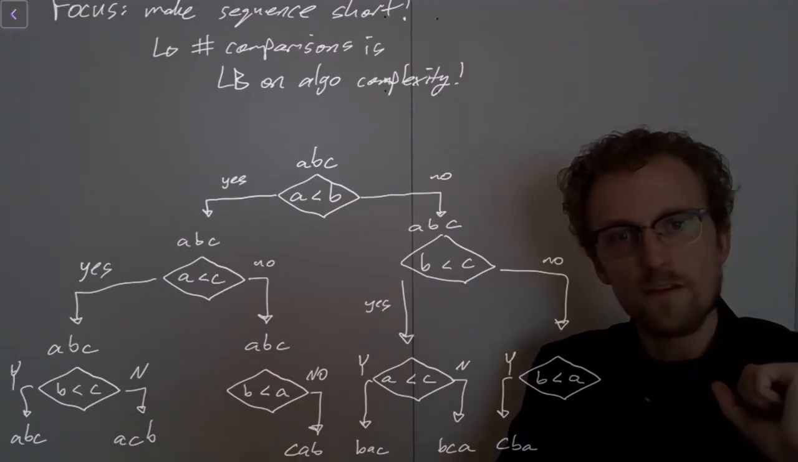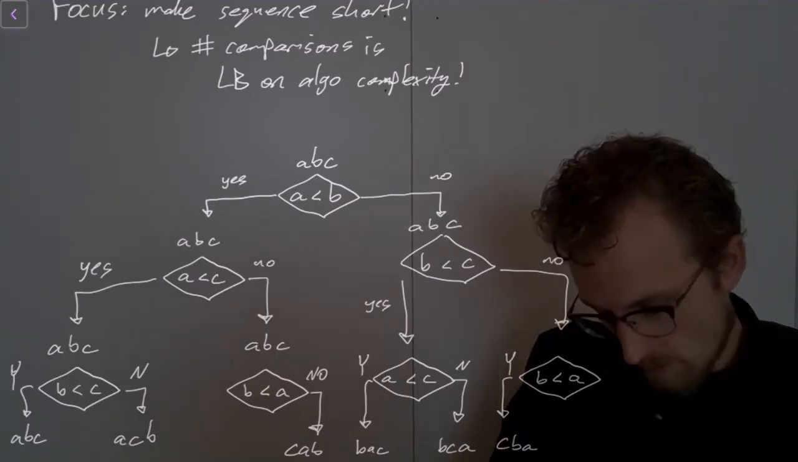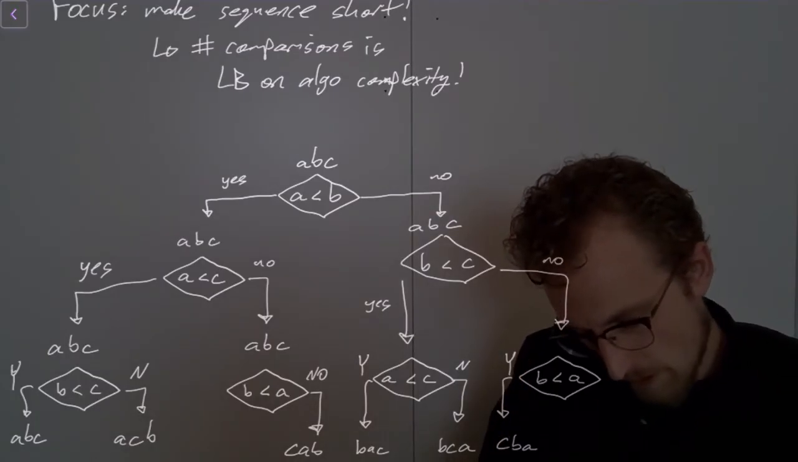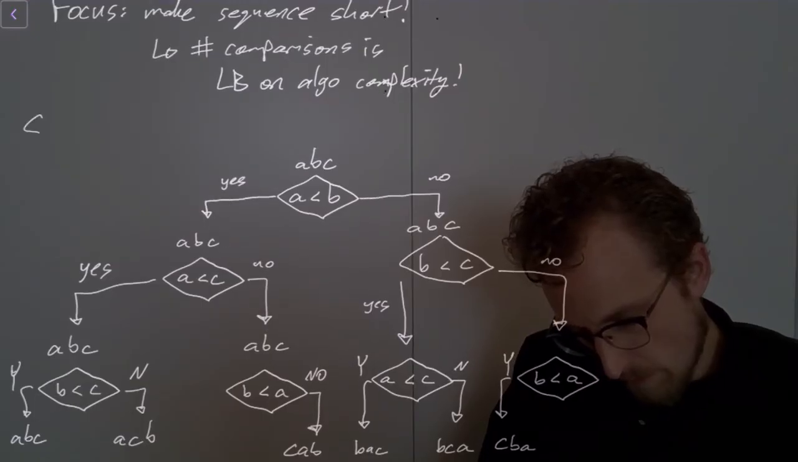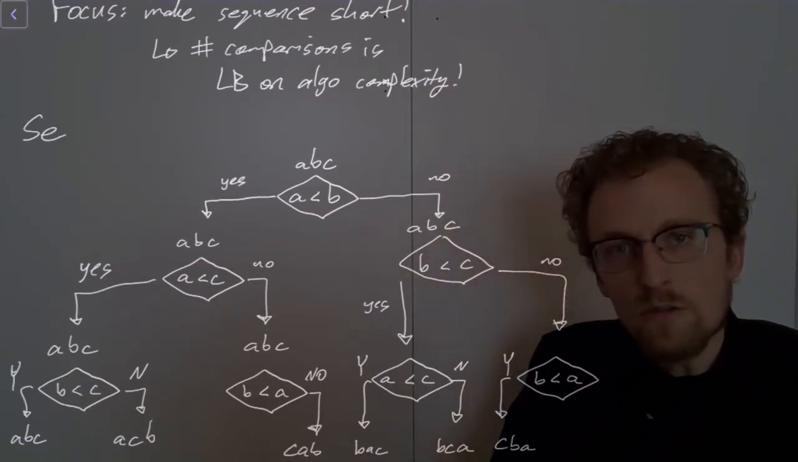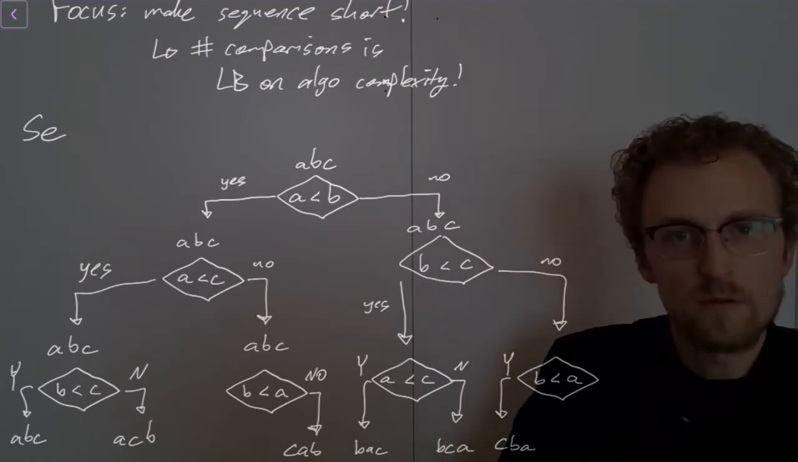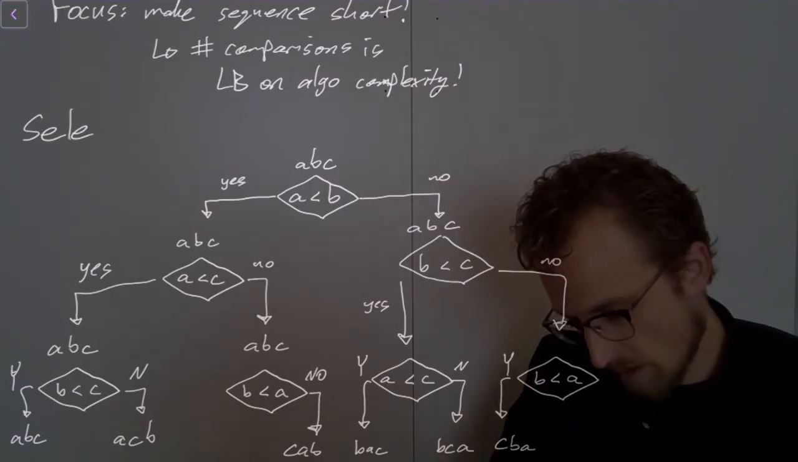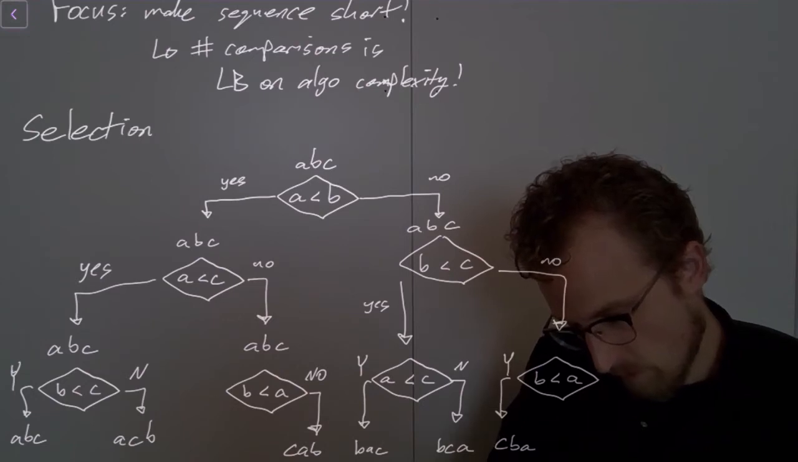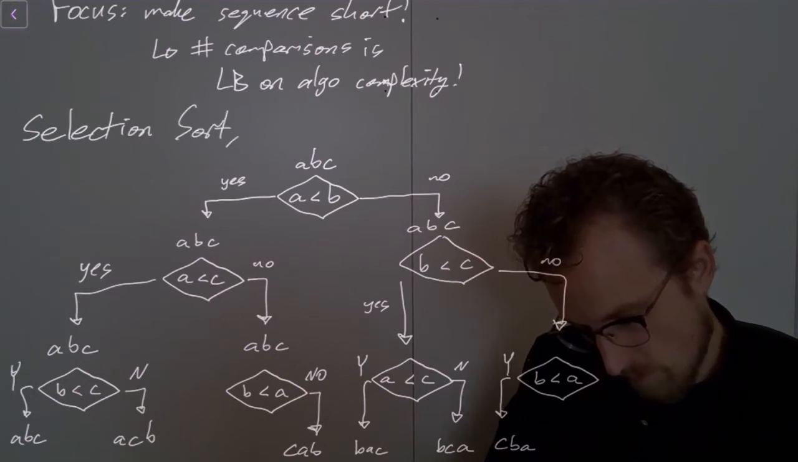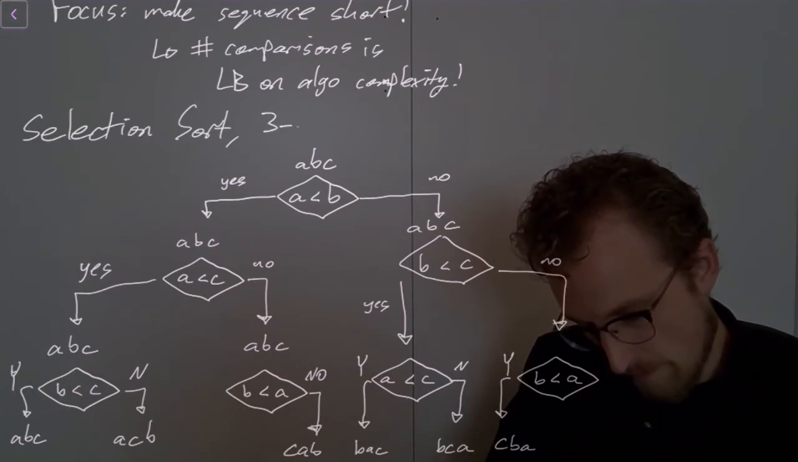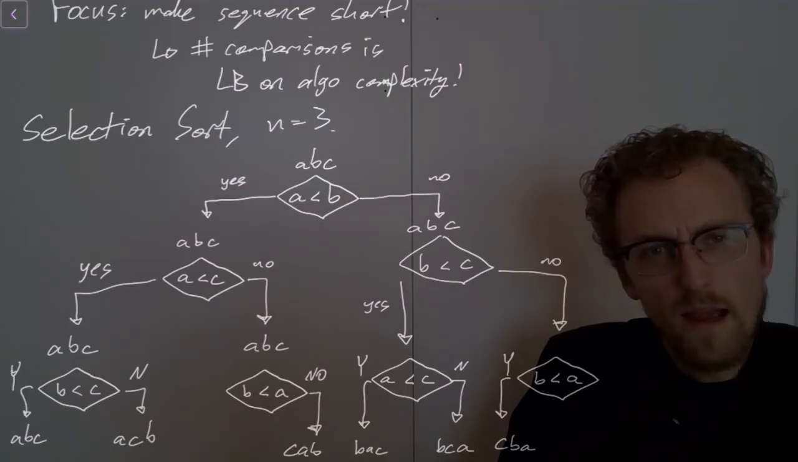And poof, there's the decision tree. So what are we looking at? Well, this is the decision tree that is induced by selection sort, when selection sort is applied to a 3-element array. So let me just write n equals 3. Okay, so how does this work?